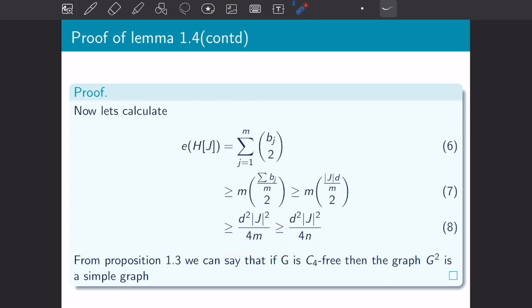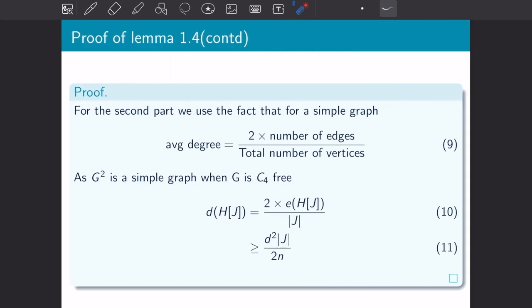Now we have shown that E of H of J is greater than or equal to d square into cardinality of J square divided by 4n. So now from proposition 1.3, if a graph G is C4 free, then graph G2, which is H, is a simple graph. So we will be using this. We know a property that for a simple graph, the average degree is 2 times the total number of edges divided by the total number of vertices. So we will be using that.